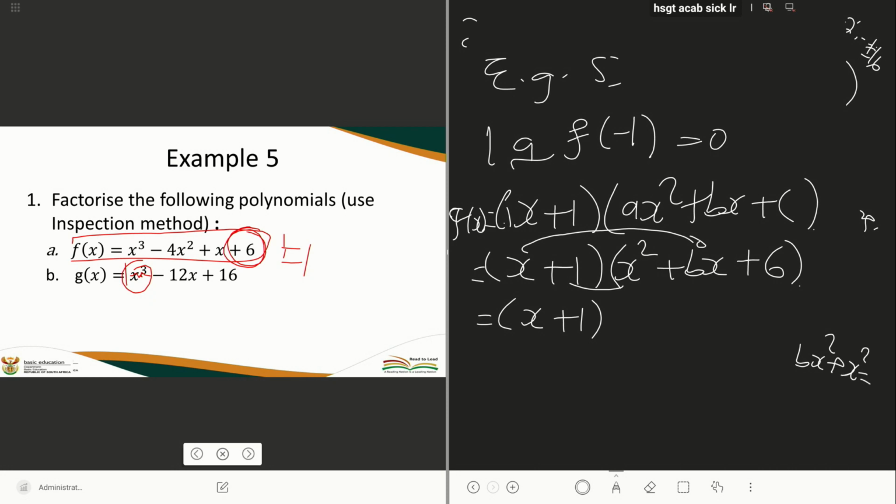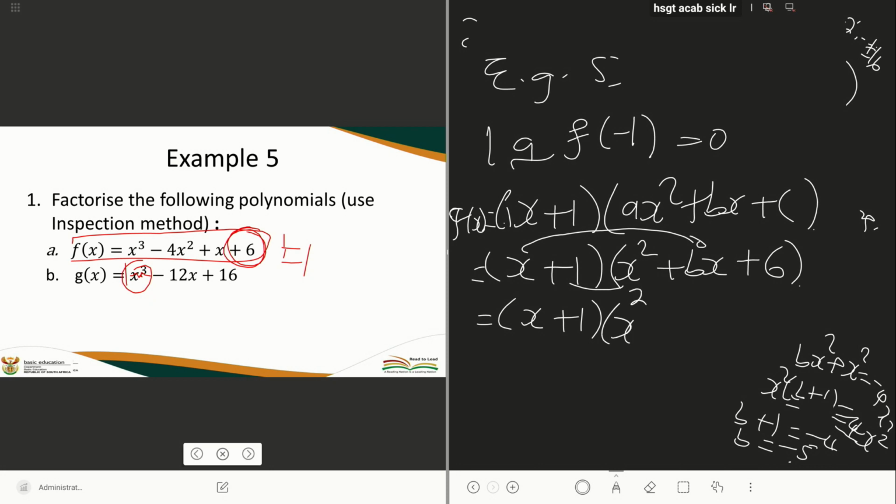Then you equate it to the like term from the original function. They are equal to negative 4x squared. Now, the common factor is x squared, so x squared into b plus 1 is equal to negative 4x squared. Now, you just equate the bases. b plus 1 is equal to 4. Negative 4, sorry. b plus 1 is equal to negative 4. Let's write negative 4 here. Therefore, b will be negative 5.